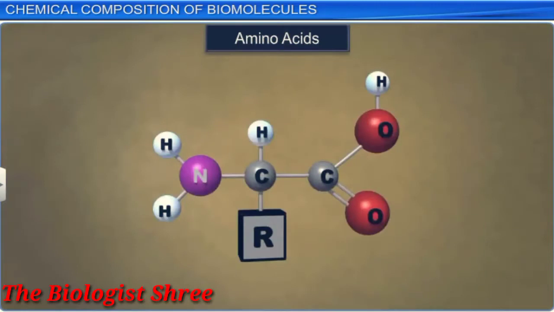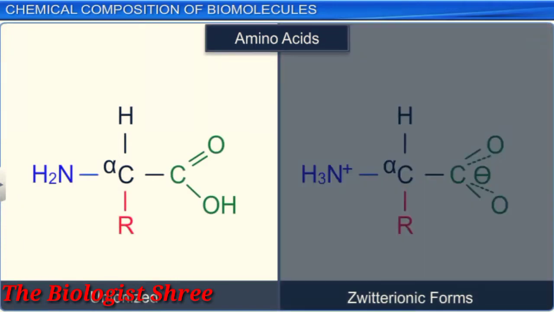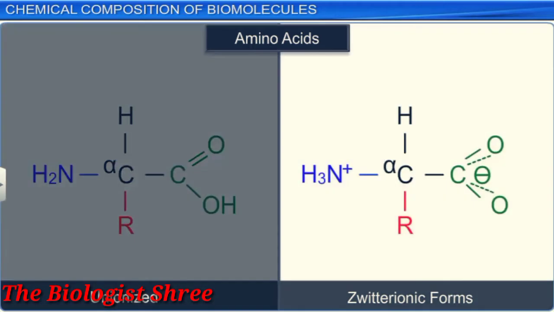A unique property of amino acids is the ionizable nature of the NH2 and COOH groups. Amino acids behave as both bases and acids. In solutions at a particular pH, ions with both positive and negative charges are equal. This form is known as the zwitterionic form.